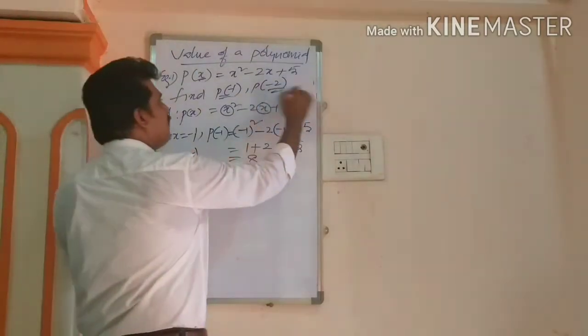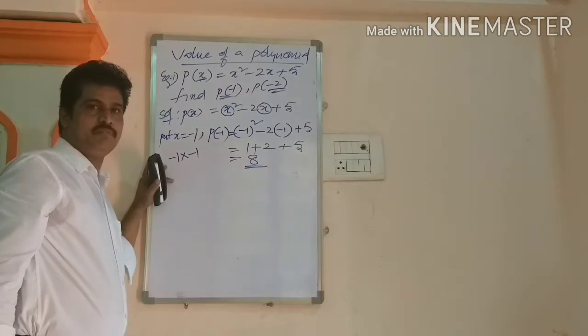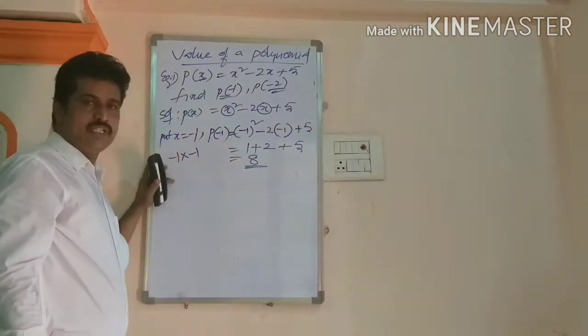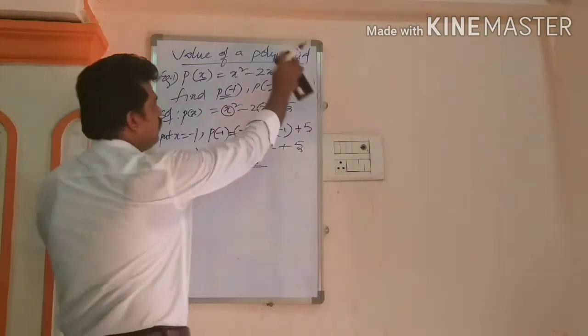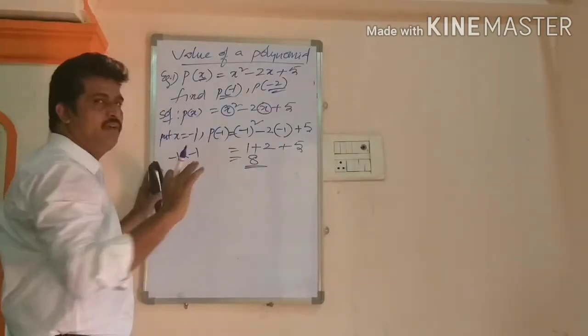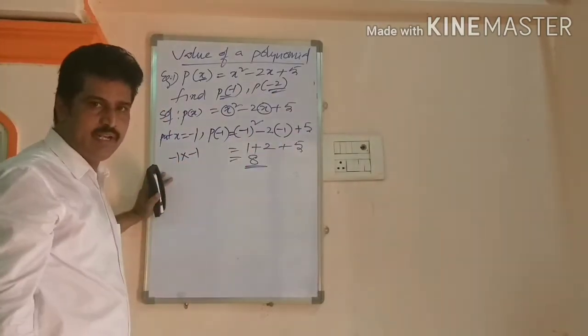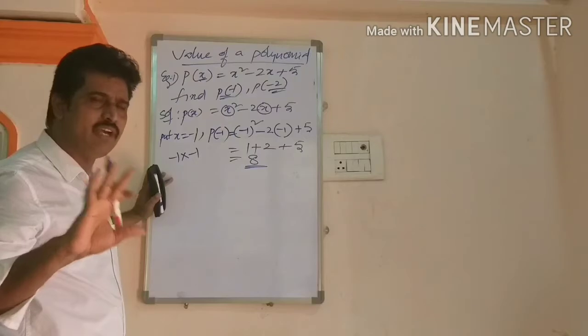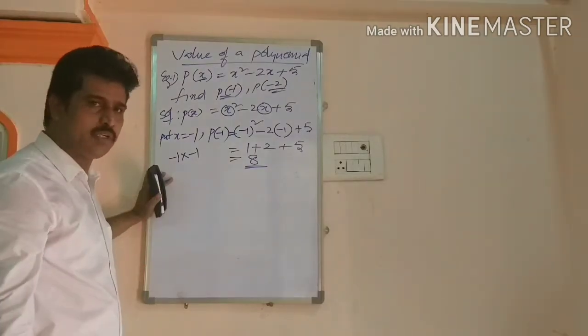Like that, take p of minus 2. You can do it. Okay, next. One more. This is the value of a polynomial. That's all, nothing else. Okay, next.